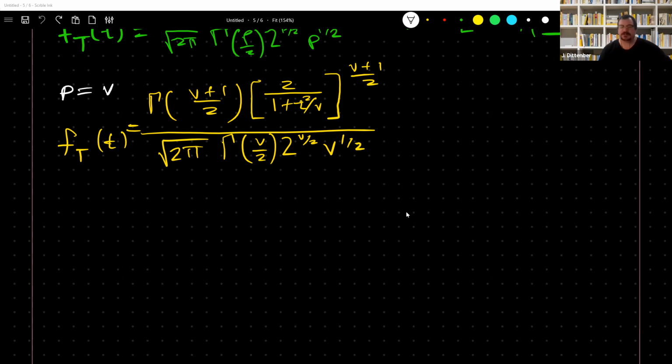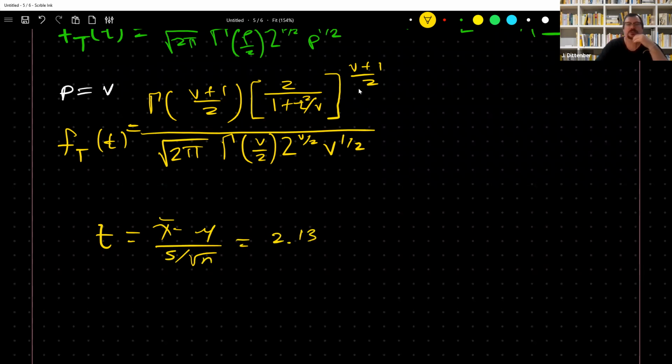In this example, suppose that we have a random sample from a normal population, and we calculated our t-score, which of course is given by this expression, and we got 2.13. Here's our t-score. What I want to calculate is the probability associated with this t-score.